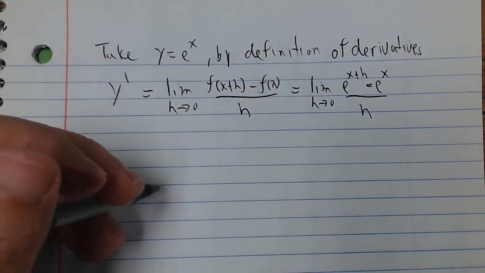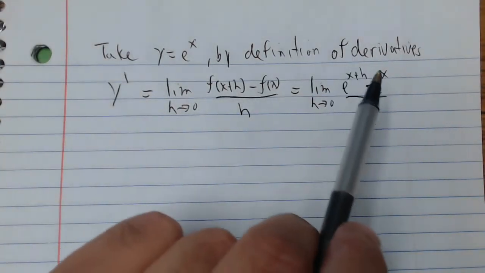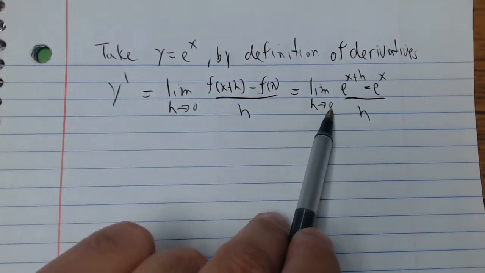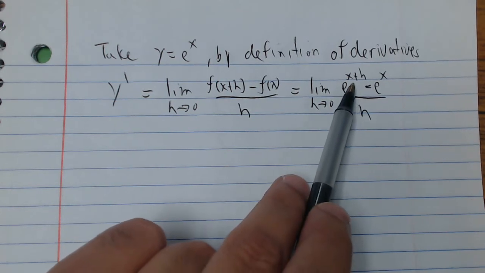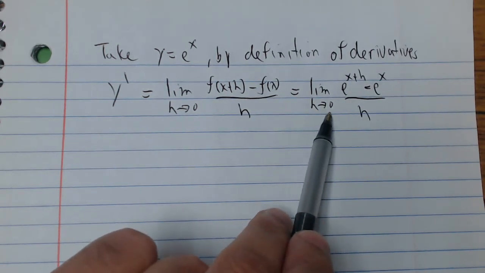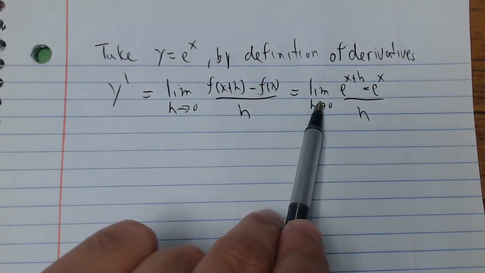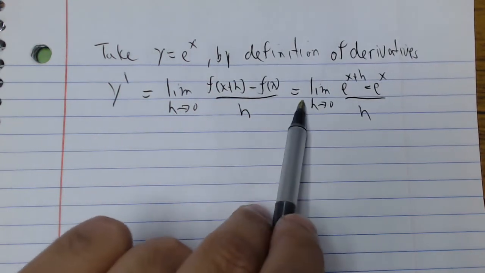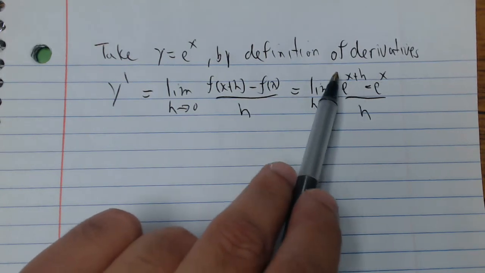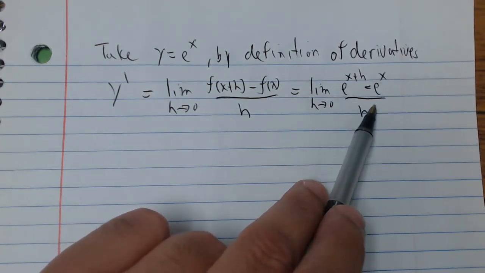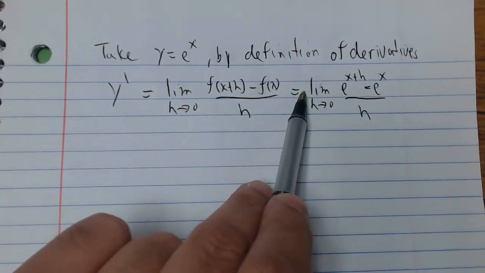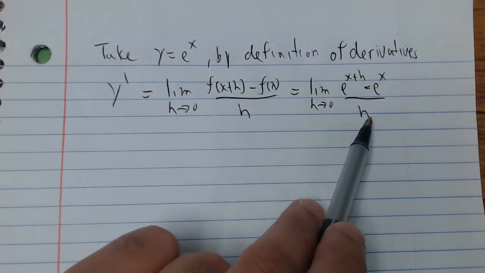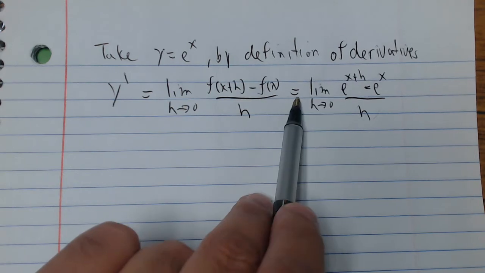So what we could do is notice that this limit only cares about h. It's saying h approaches 0, so the x isn't affected by this limit. Since we have our properties of limits, we can grab whatever isn't affected by this limit and put it out front, because the limit is saying I care about h. H is changing. You can't grab h and move it out.